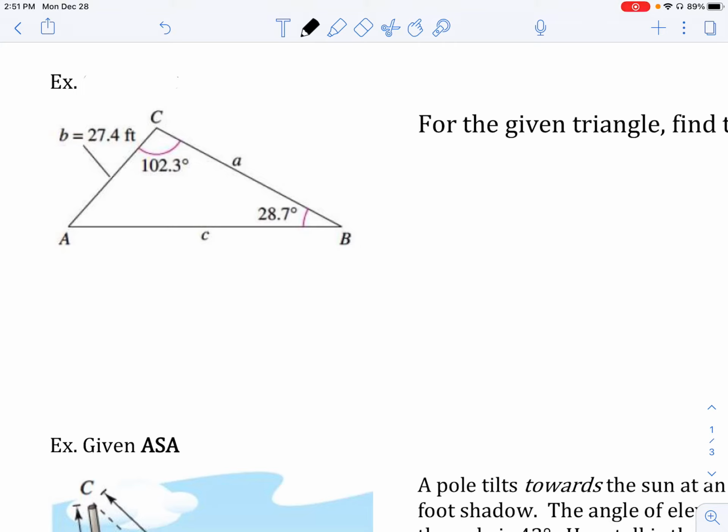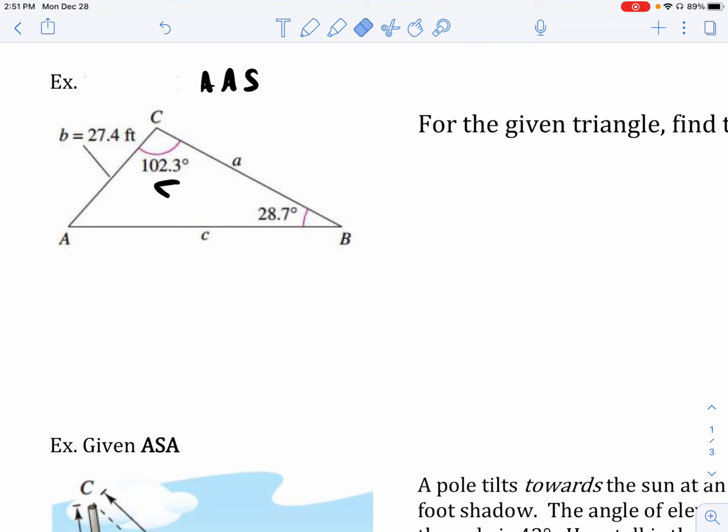Or is it an opposite side? And hopefully you were able to determine that this is an opposite side. Side B is opposite of angle B. Therefore, this is an AAS case. So we have an AAS case based on what we're given here.